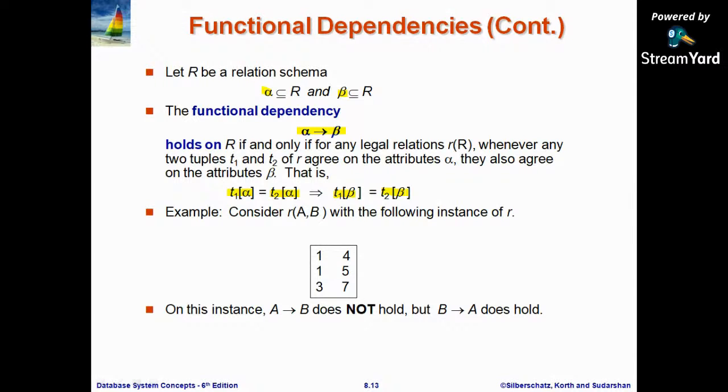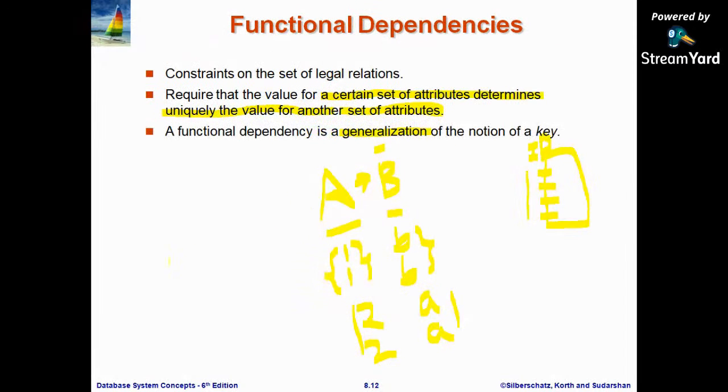If T1 alpha is equal to T2 alpha, then T1 beta should be equal to T2 beta, as we have seen.